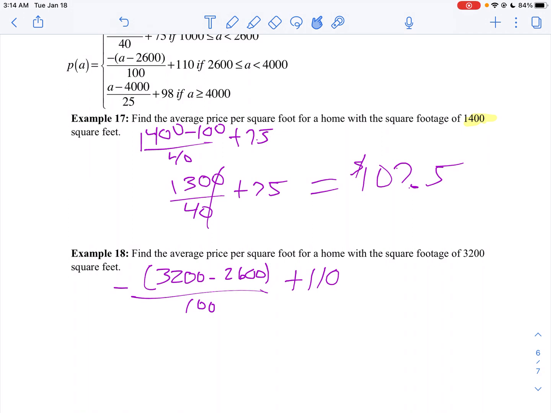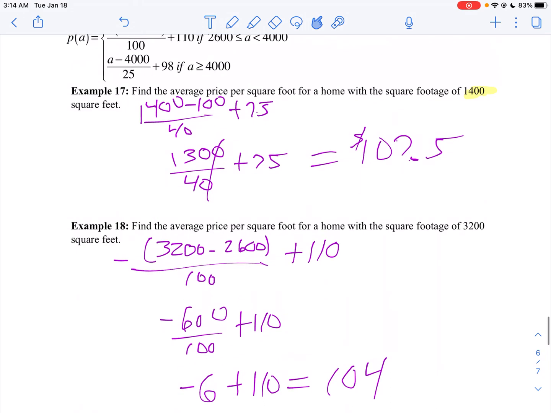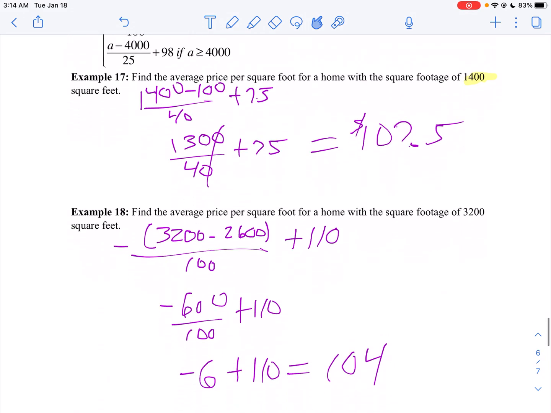So it'll be the opposite of 600 divided by 100 plus 110. Well, 600 divided by 100, well, that's negative 6. So negative 6 plus 110 is 104. So notice, although the house is bigger, you're paying less per square foot.